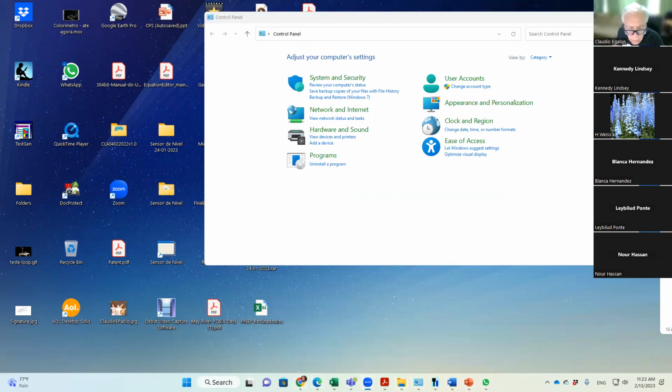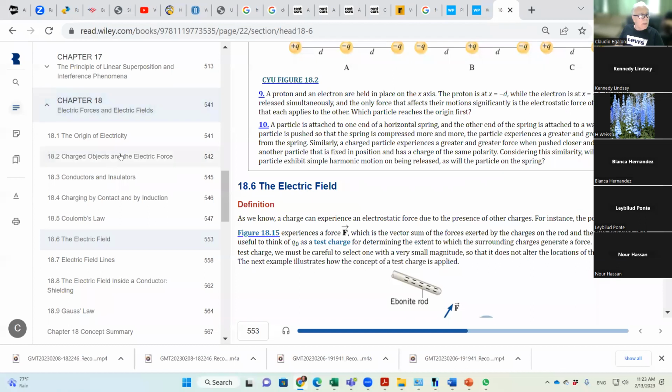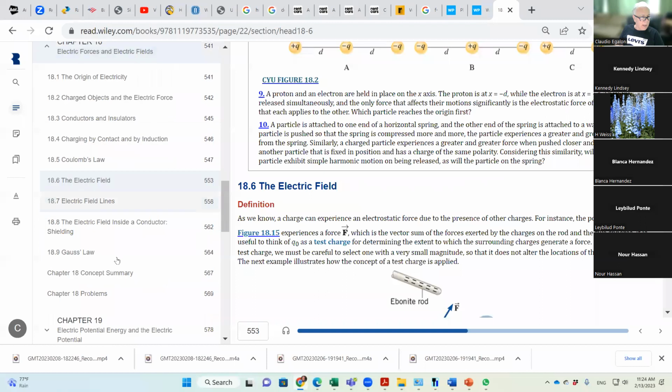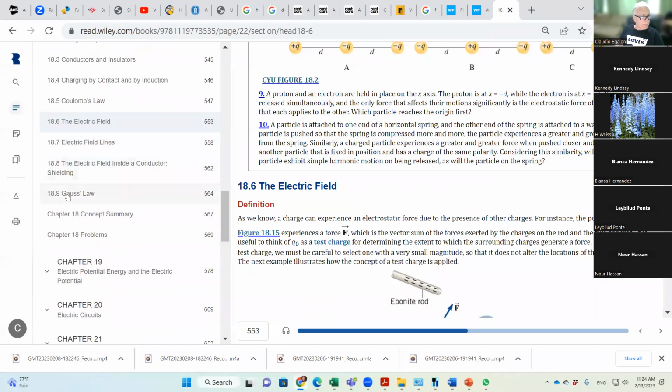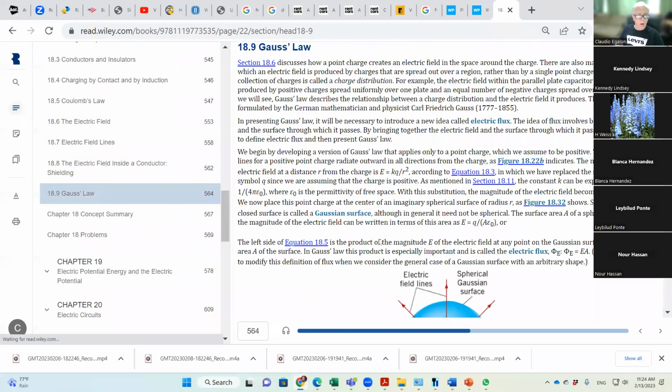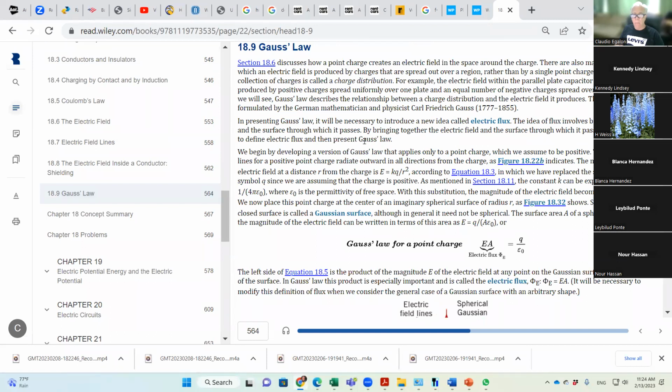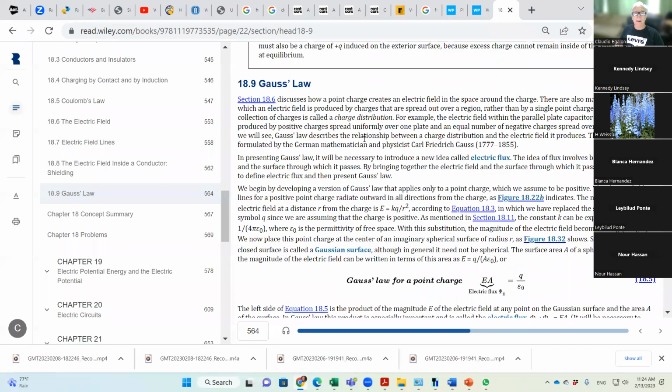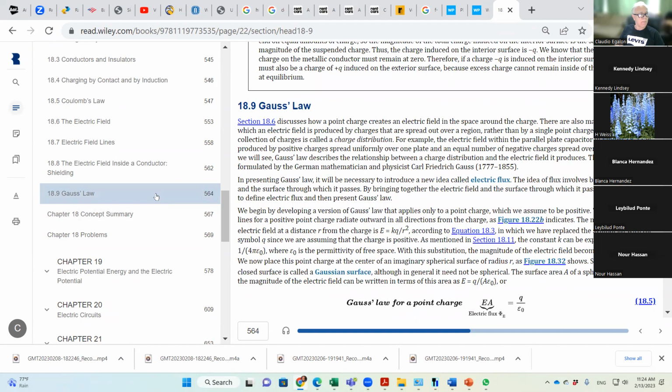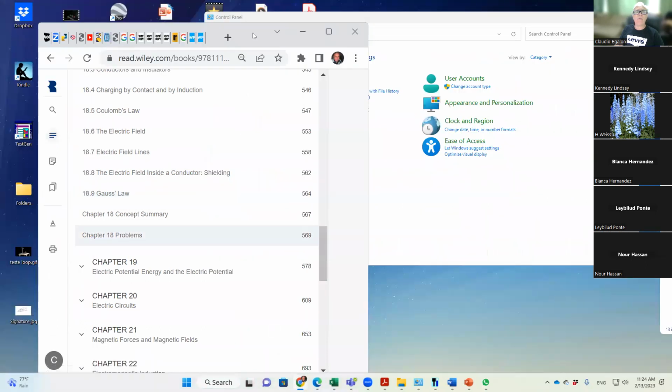And let's see. Electric field lines, we did that. Let's take a look at Gauss's law. Okay, so we're going to skip that. Let's talk about Gauss's law.